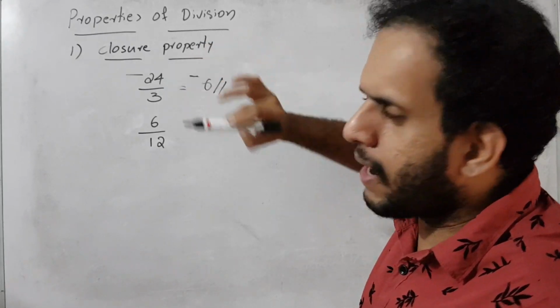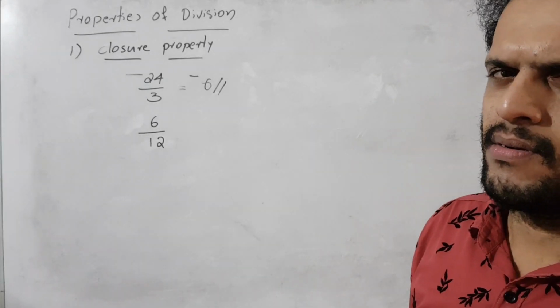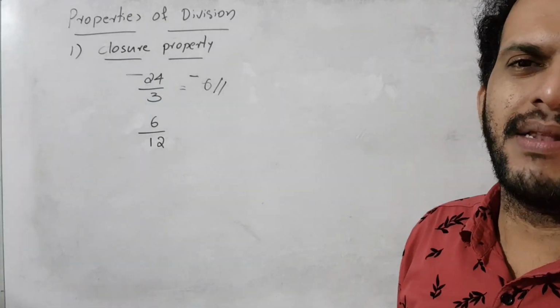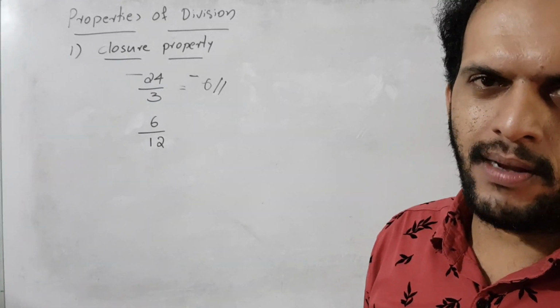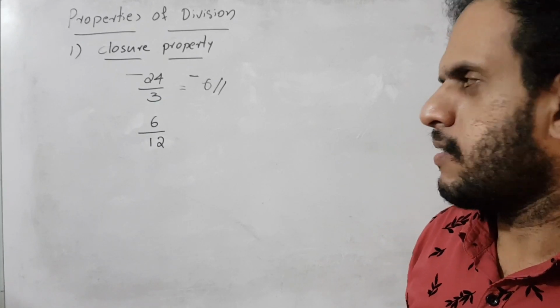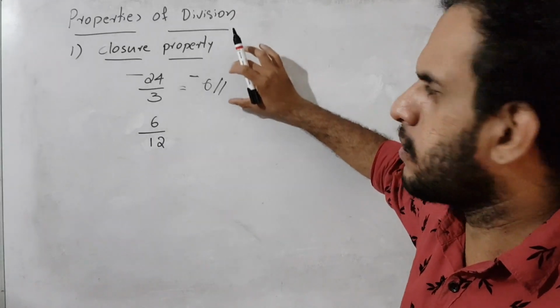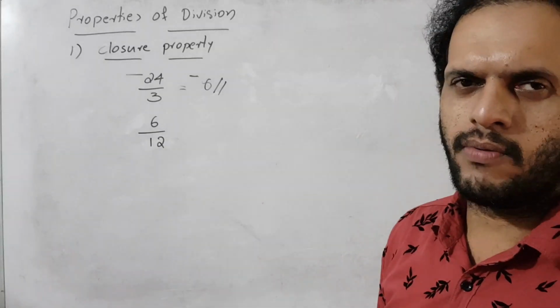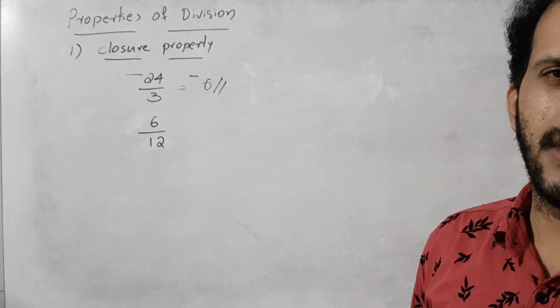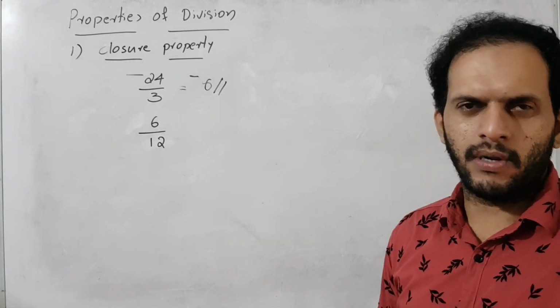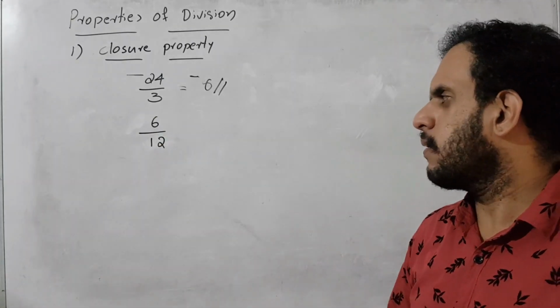So the answer is minus 8, is an integer. Yes, minus 8 is also an integer. Correct? Then it is possible to say division is closed for integers. The integers are closed under division. Then we go to the second example.